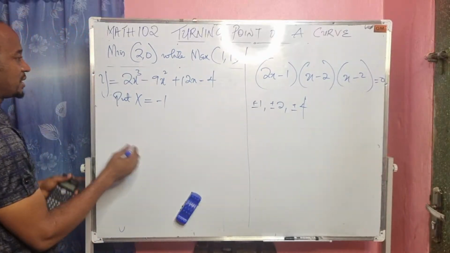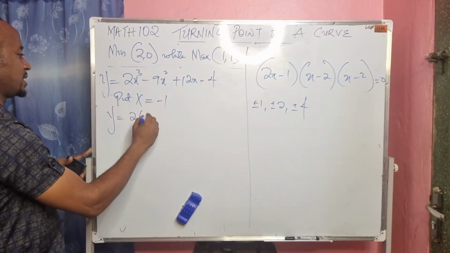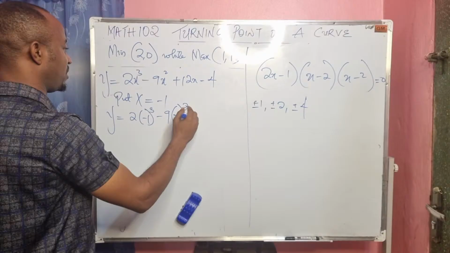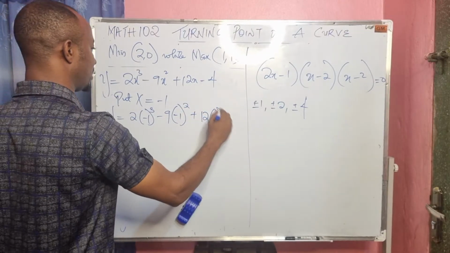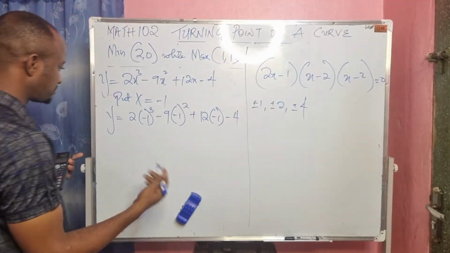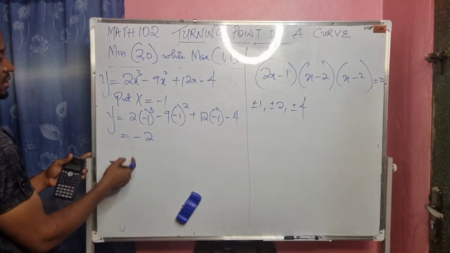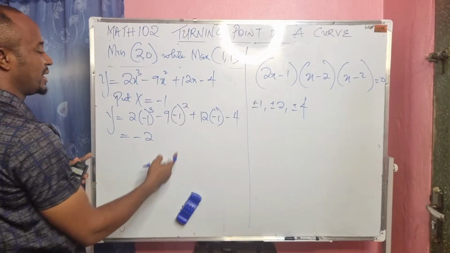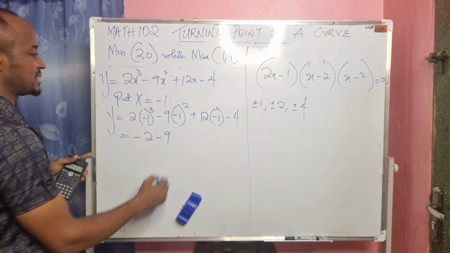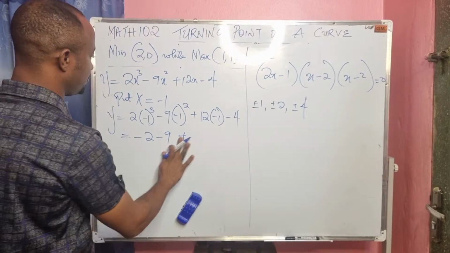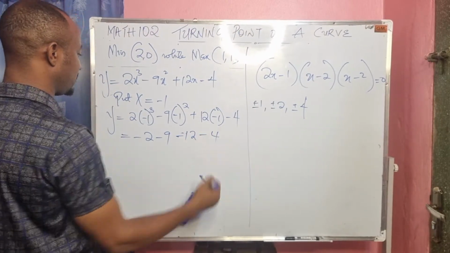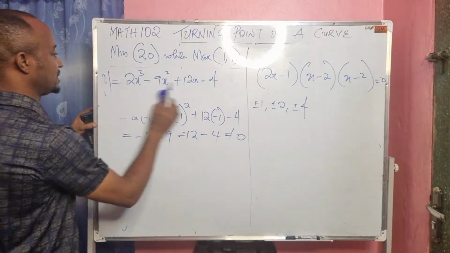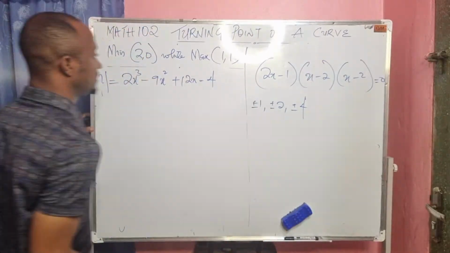Let's try minus 1. That will give us y equals to 2 times minus 1 to the power of 3 minus 9 times minus 1 to the power of 2 plus 12 times minus 1 minus 4. This will give us minus 2. Minus 1 to the power of 3 is minus 1 times 2, minus 2. Minus 1 squared is 1. 1 times minus 9 is minus 9, right? Plus, sorry, minus 12, right? Minus 12 minus 4. Definitely this will not be equals to 0. Are we there? Let's try and see. Please take note.